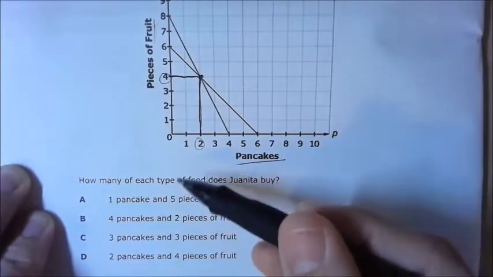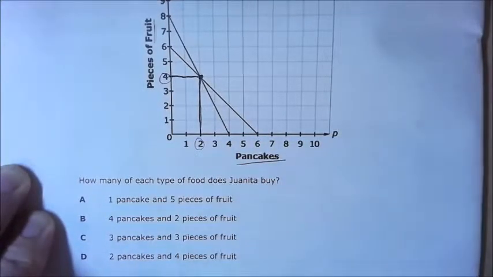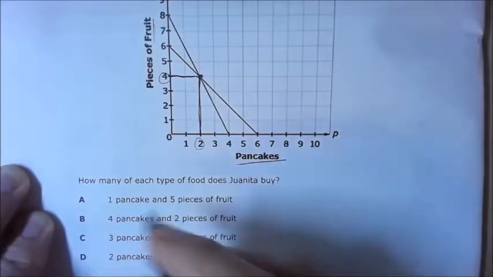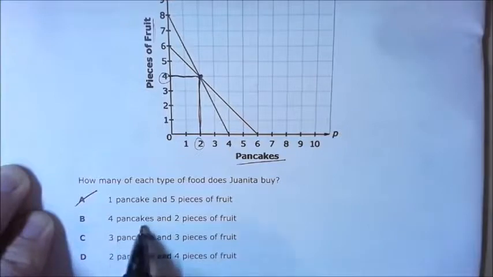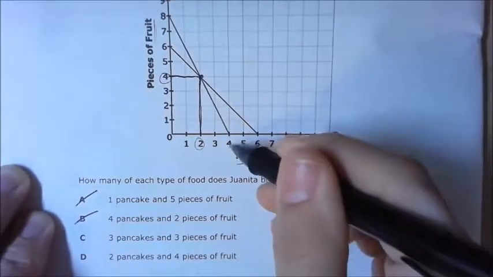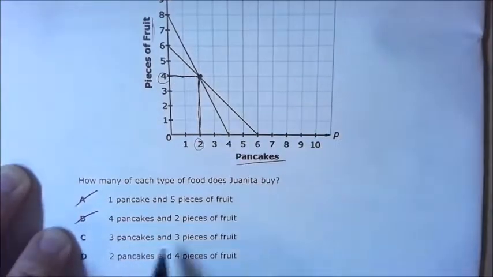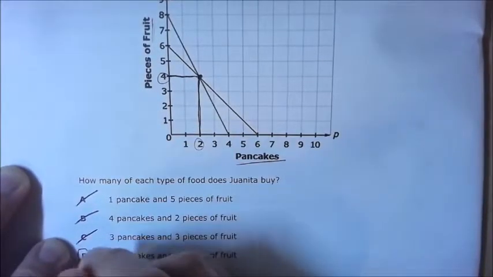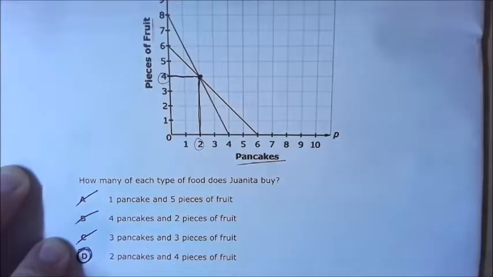So we just need to look through these and see which one of these statements says that. So it says 1 pancake. Well, here it said 2, so it can't be A. 4 pancakes, well, that's not right. If it was 4, it would have been over here. 3 pancakes, that's not right. 2 pancakes and 4 pieces of fruit. D is the correct answer.